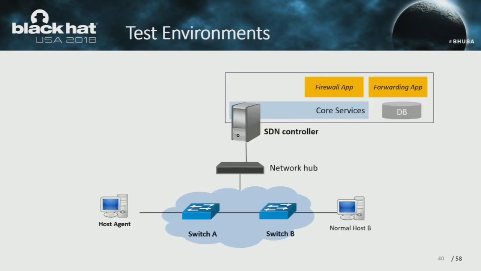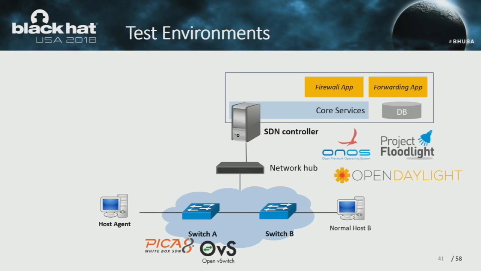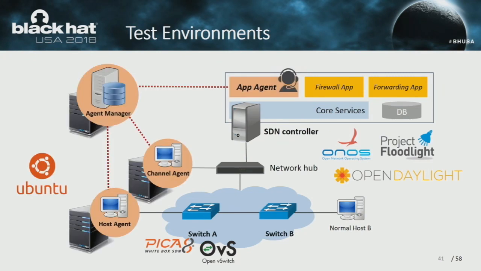For the demonstration, we set up a simple test topology with 2 switches and 2 hosts, and all the switches support 2 OpenFlow versions, OpenFlow 1.0 and 1.3, and each one is physically connected to an SDN controller. And in the case of the SDN controllers, we tested ONOS, OpenDaylight, and Floodlight controllers. And for the OpenFlow switches, we tested Pica8, which is one of the hardware switches, and Open vSwitch, which is running on a virtual machine. And the agent manager and each agent of Delta are running on each Ubuntu server machine.